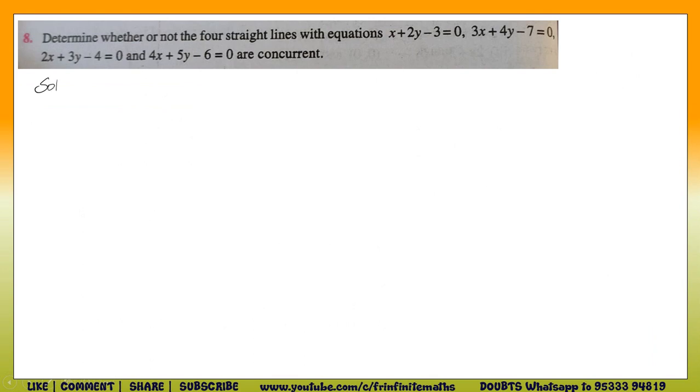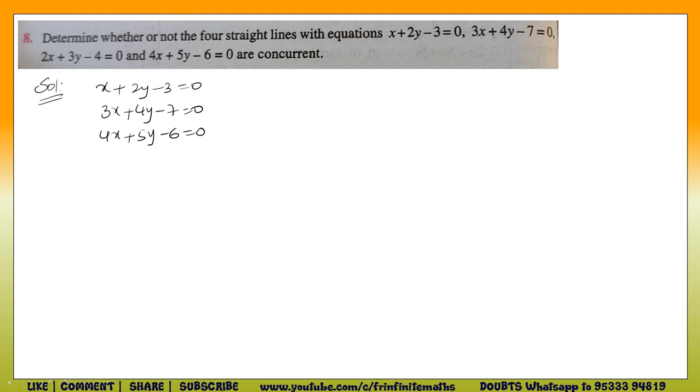Now for this, what we are going to do? Consider any three line equations. So considering the first three: x + 2y - 3 = 0, 3x + 4y - 7 = 0, and 4x + 5y - 6 = 0.